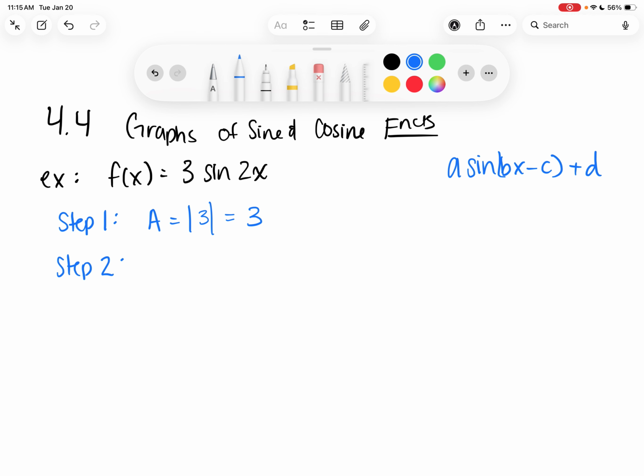Step 2, we have to find the period of the function, and so that is the formula 2 pi over the absolute value of b, and so that would be 2 pi over 2, which in this case is just pi.